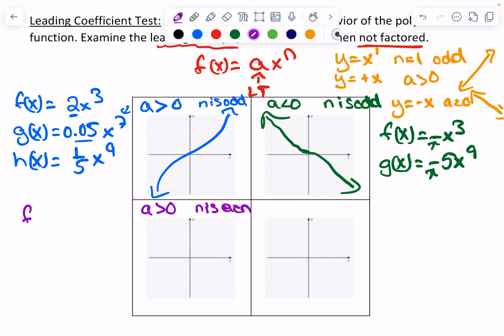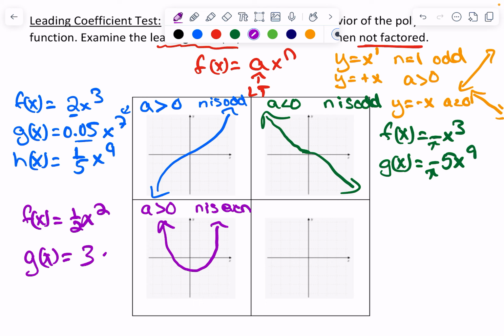Well, if you think about f of x equals, for example, half x squared, this degree is 2. It's an even degree, and we know how to graph a quadratic function. It's going to be an upward opening parabola. I did not graph that one, I just sketched an example. We could have g of x equals 3x to the power of 4. As long as the a is greater than 0 and n is even here, all of those are options, or examples, for that one.